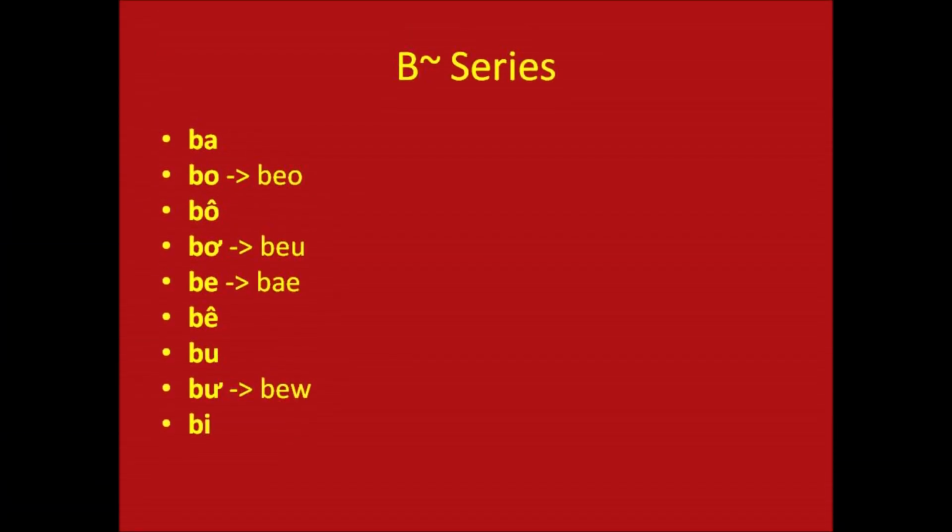Now, we shall start mixing the vowels and consonants to generate more complex alphabets in Vietnamese. We shall start with the B series. Ba, Bo, Bô, Bơ, Bé, Bê, Bu, Bư, Bi. Let's review the series one more time. Ba, Bo, Bô, Bơ, Bé, Bê, Bu, Bư, Bi.